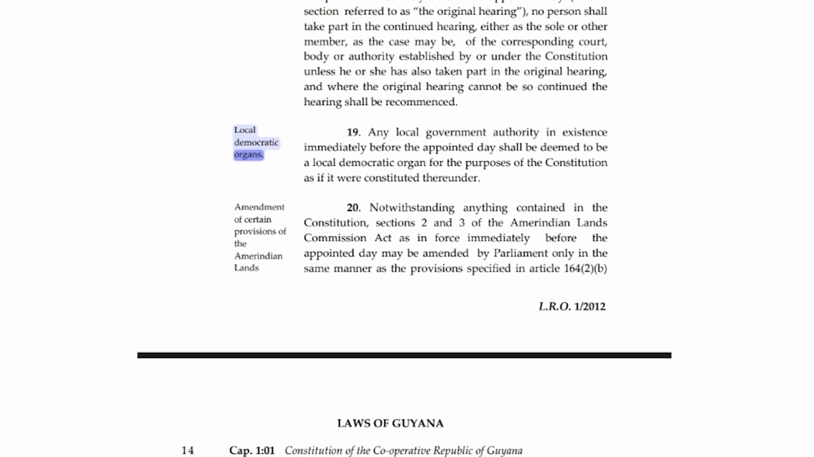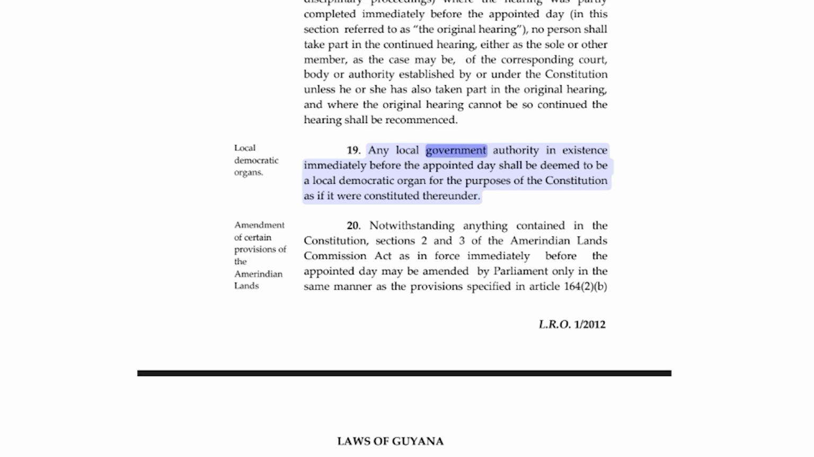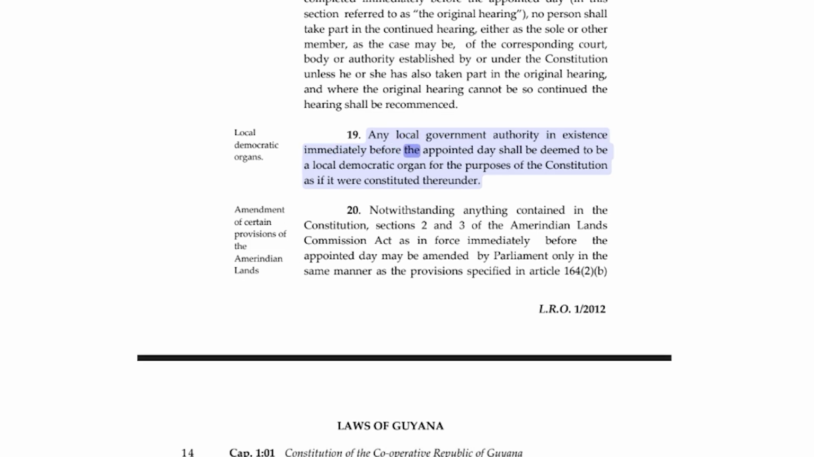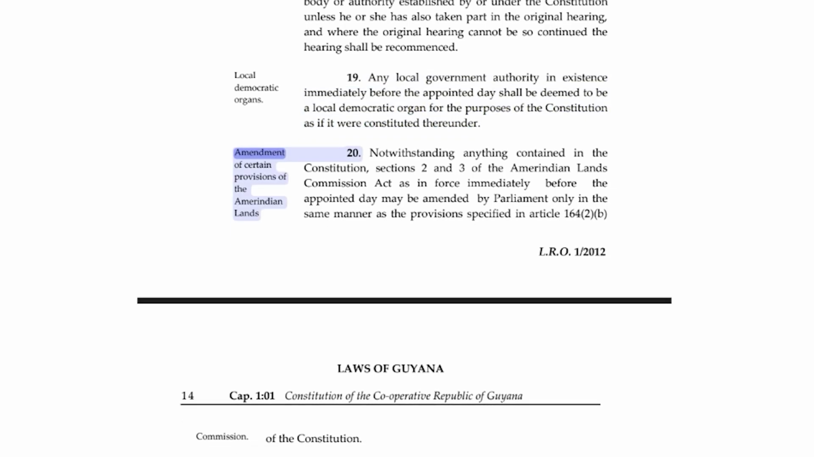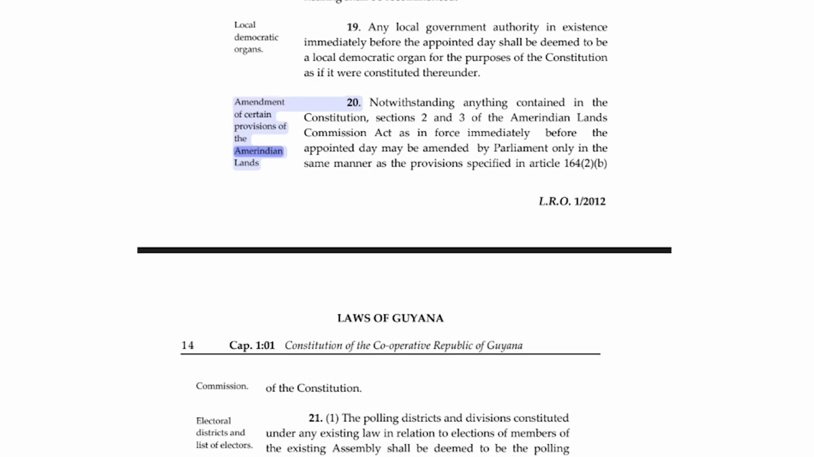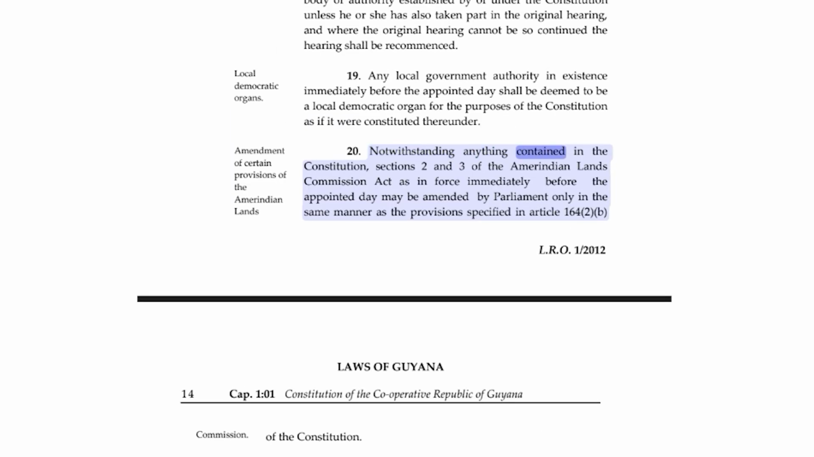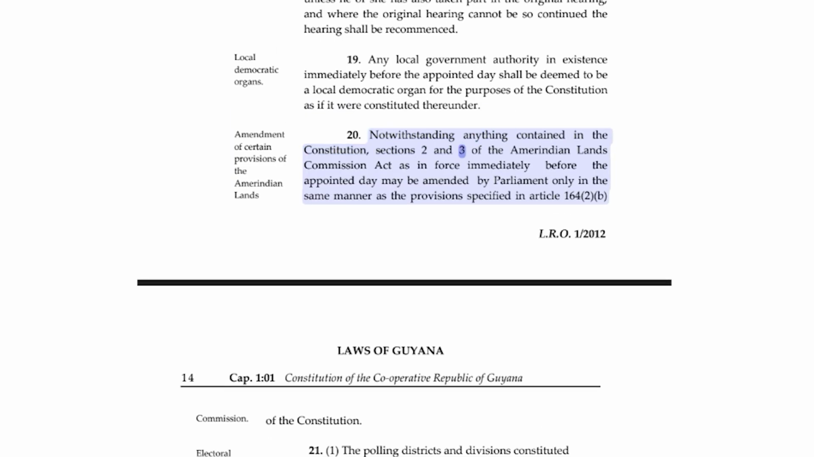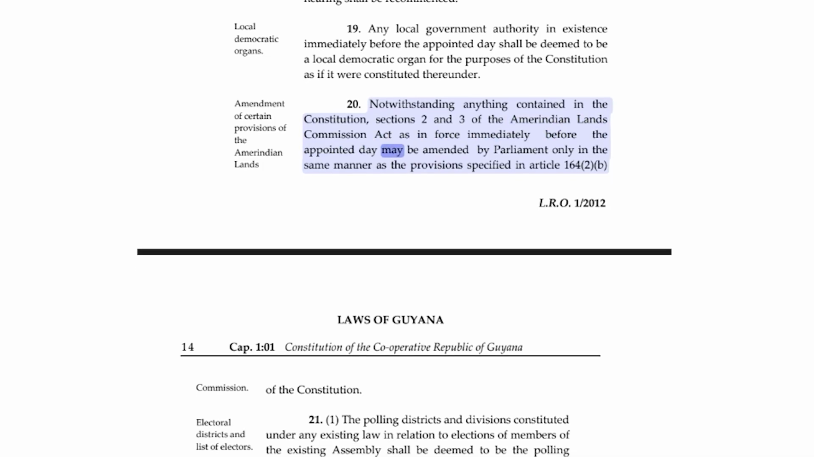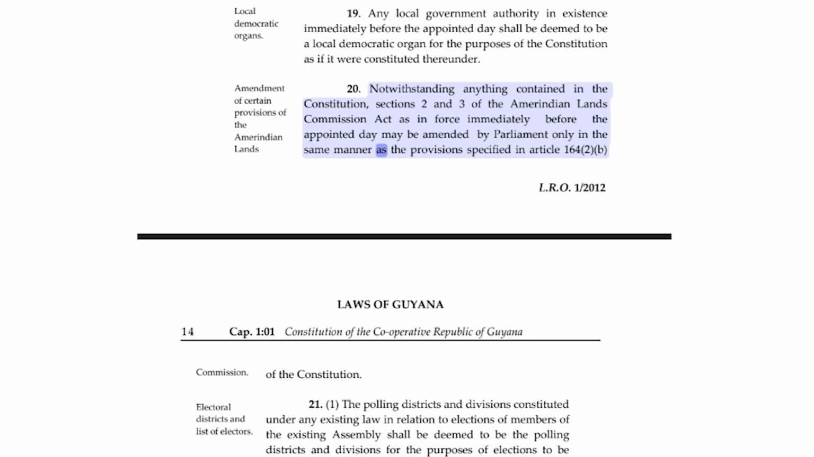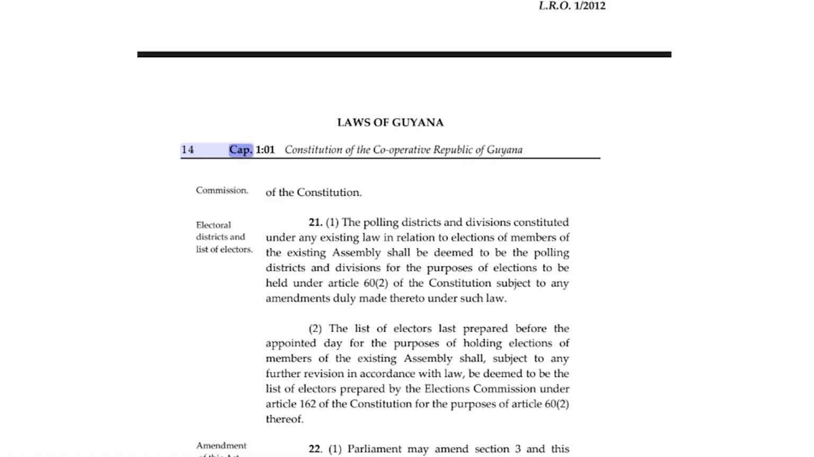Local democratic organs. 19. Any local government authority in existence immediately before the appointed day shall be deemed to be a local democratic organ for the purposes of the Constitution, as if it were constituted thereunder. Amendment of certain provisions of the Amerindian Lands Commission Act. 20. Notwithstanding anything contained in the Constitution, Sections 2 and 3 of the Amerindian Lands Commission Act as in force immediately before the appointed day may be amended by Parliament only in the same manner as the provisions specified in Article 164(2)(b). 14. Cap 1.